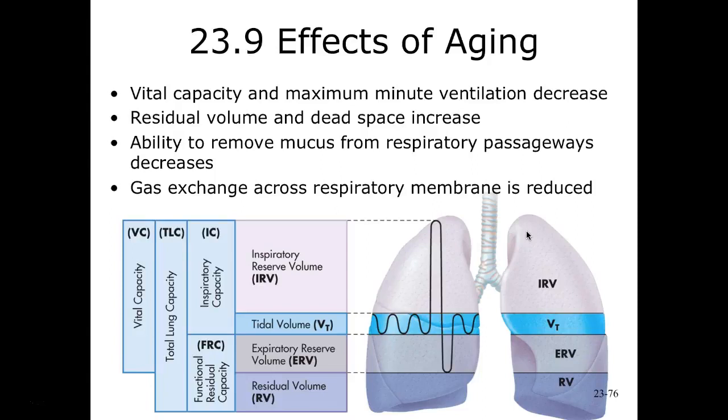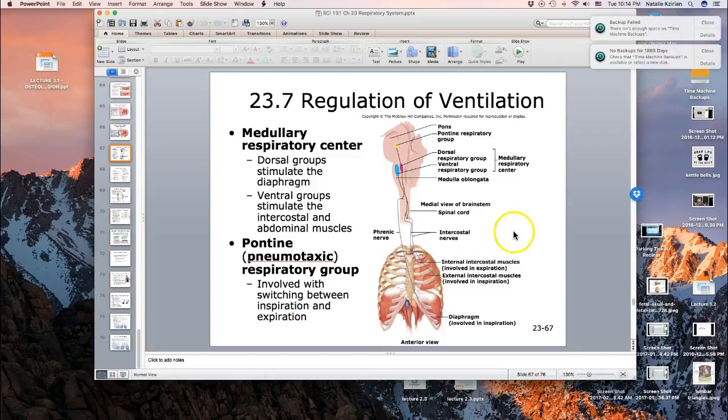So when we reduce or get rid of part of our alveolar walls, it's going to decrease the surface area. Decreased surface area means decrease in gas exchange. So that is it for chapter 23.